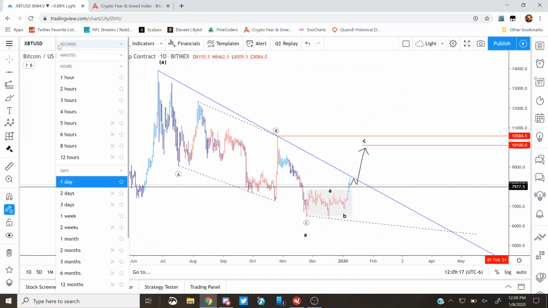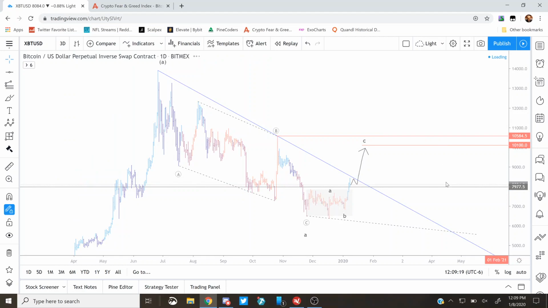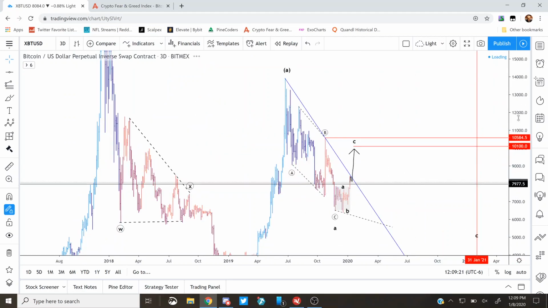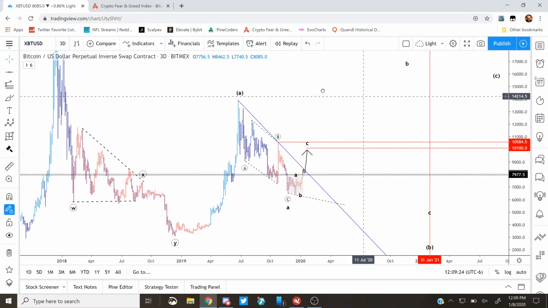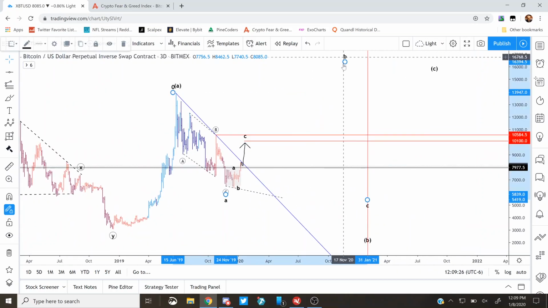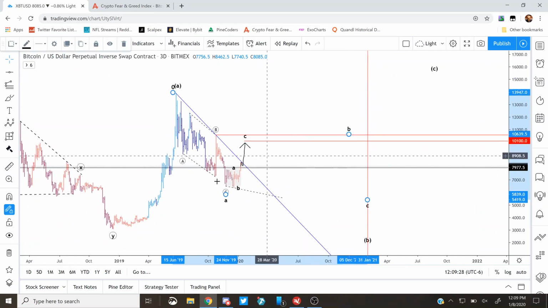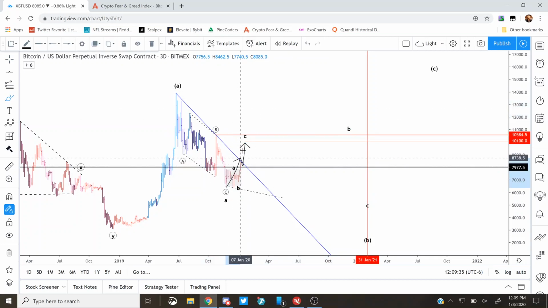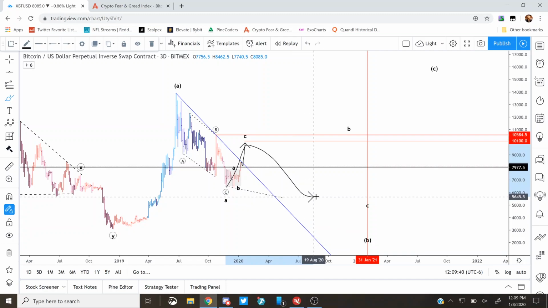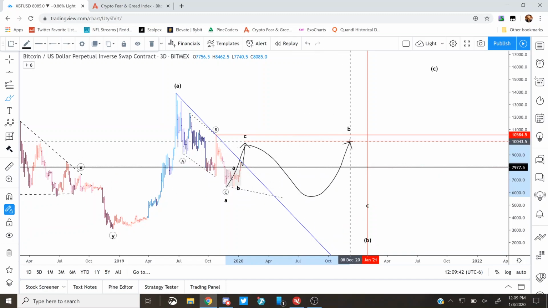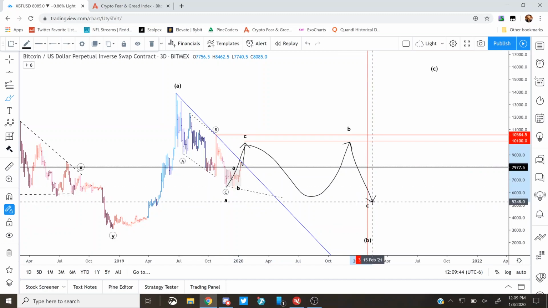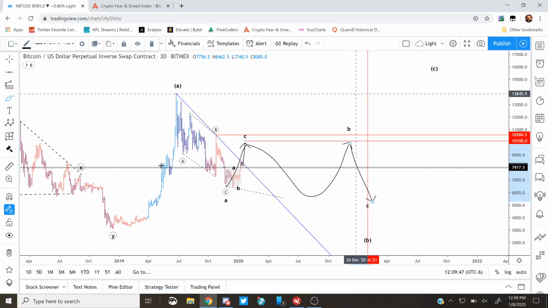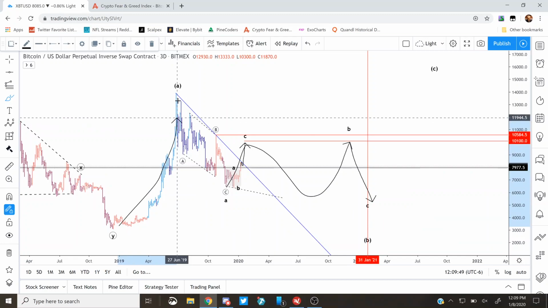Let me cover that real quick. We'll go to a 3-day chart. So based on my expectation that this is all one B wave, that this was an A wave and we're in a B wave, I'm expecting it to look something like this, then a final move down before a move up of this degree.